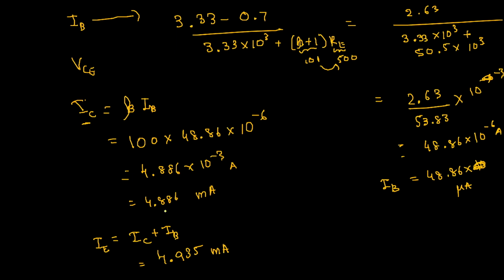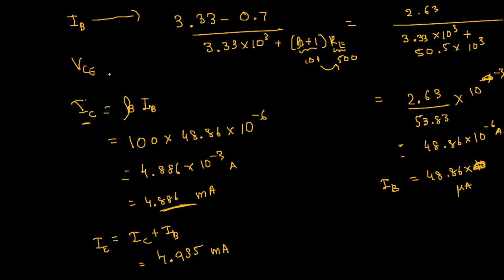This particular value of collector current that we have obtained is the value of collector current at the Q point. This is not the point at which it intersects the y-axis. This is not the maximum value. This is the Q point value of IC.